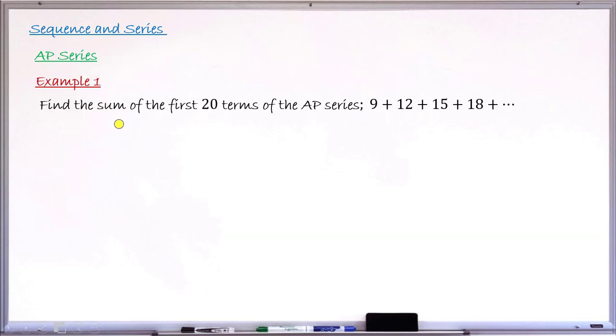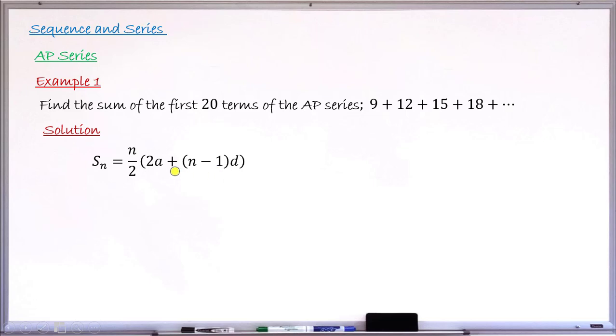Example number 1: we are asked to find the sum of the very first 20 terms of the AP series 9 plus 12 plus 15 plus 18 plus, it continues like that. Solution: what we do first is to write down the formula for finding the sum of this series. The formula says Sn equals n over 2 multiplied by a bracket. Inside the bracket, you have 2a plus another bracket open, inside is n minus 1 multiplied by d.